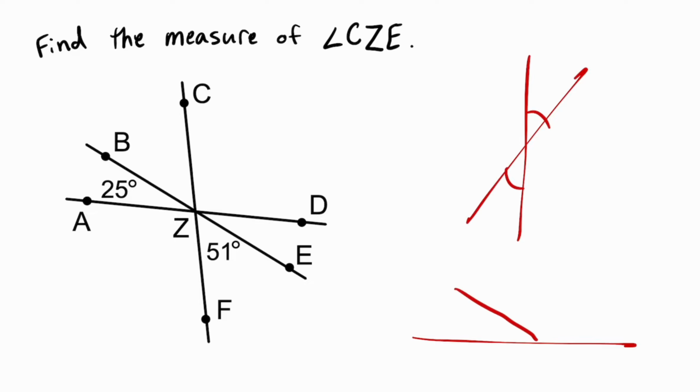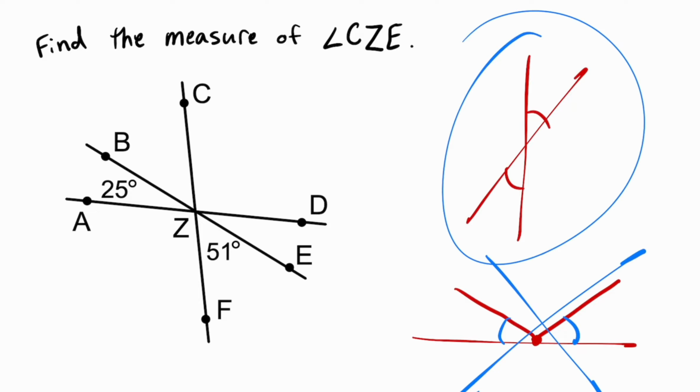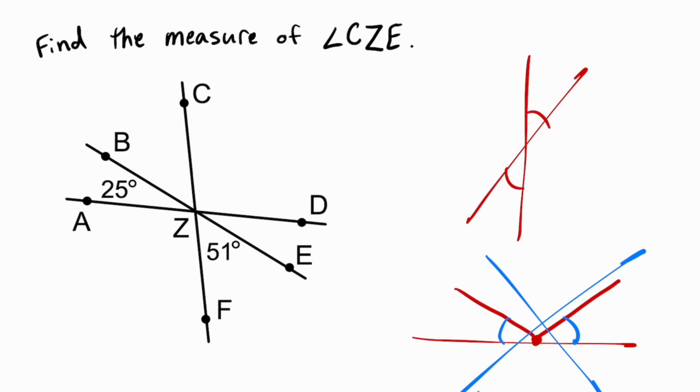So for example, something like this might look like vertical angles because technically they are sort of opposite each other, but these two angles are not formed by intersecting lines. You've got a line here and then this guy kind of bounces off that line. So this is not an example of vertical angles. This guy is. It's two angles that are directly opposite each other with those intersecting lines.